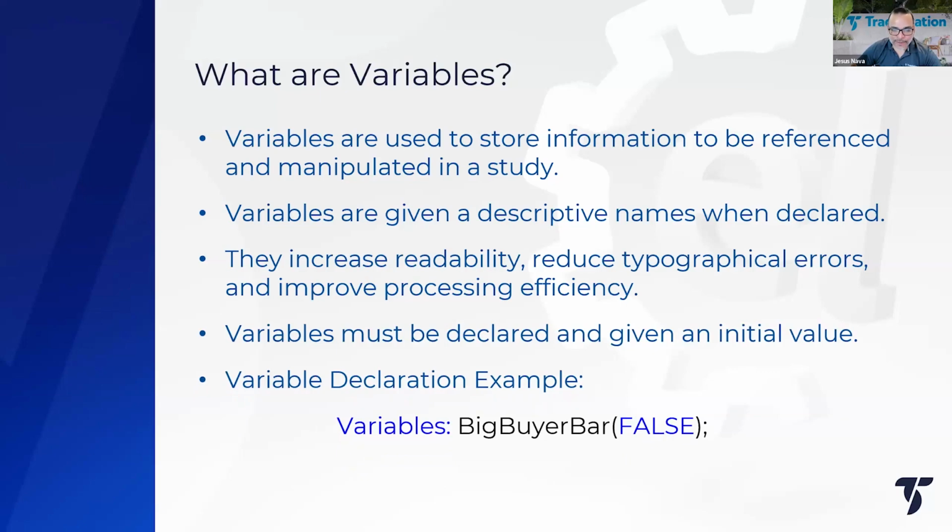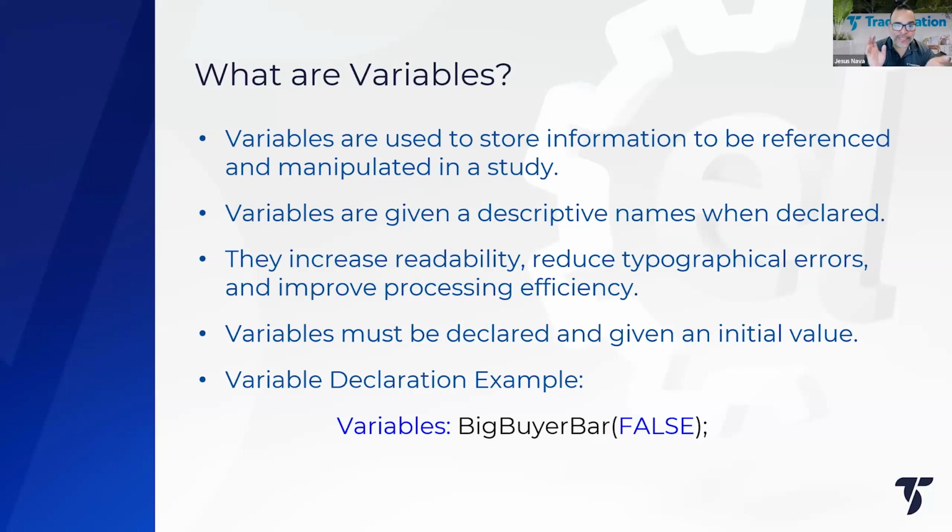And here's an example of how you declare variables. You just use the word variable, a colon, and then you start listing the words that you want to use inside your code. This word, big buyer bar, is something made up. It doesn't exist in the language, but we are declaring it, and a big buyer bar implies that you've identified a big collection of buyers inside of a bar, meaning that the price has shifted up.